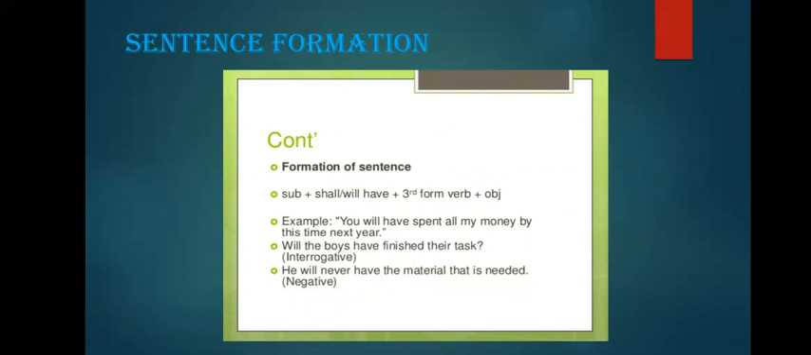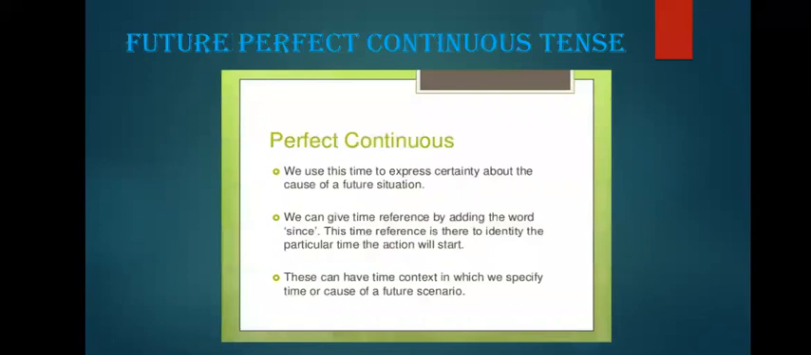Examples: You will have spent all my money by this time next year. Will the boys have finished their tasks? This is a question. He will never have the material that is needed. Next is future perfect continuous.